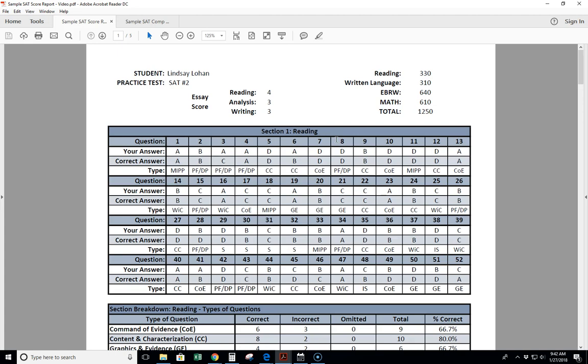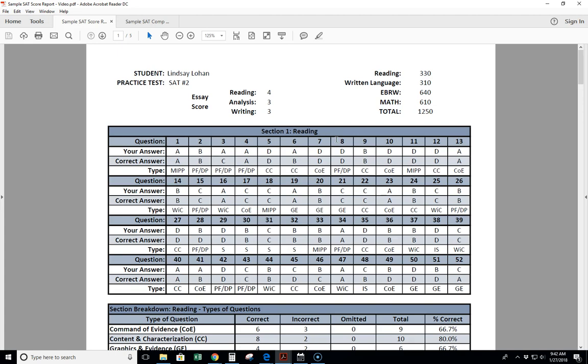So the purpose of these reports is, one, to help you understand your progress. It helps you better understand how you're proceeding in the various areas and sections of the SAT, and then also breaks it down further to understand, at a root and ground level, how you're performing with certain types of questions and certain parts of the test.